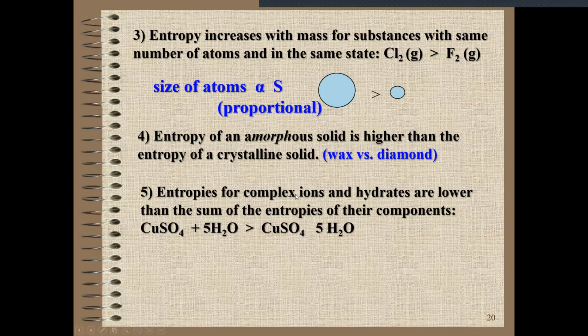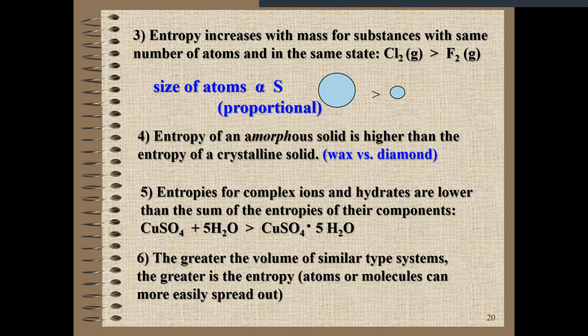Rule 5, complex ions and hydrates are lower than the sum of the entropies of their components. So this is much more ordered because everything's connected together. Here they're apart. So this is less ordered, more entropy, and this has less entropy.